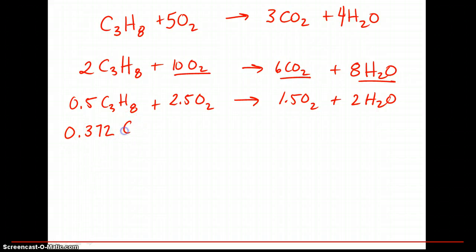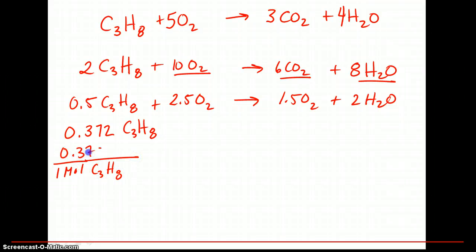0.372 of C3H8. Same idea. We take a look at how much of a difference we have, and I look and I say, oh, okay, looks like what I need goes on the bottom. I need 1 mole of C3H8. I'm given 0.372 moles of that. So I need to multiply everything by 0.372 to get my number.